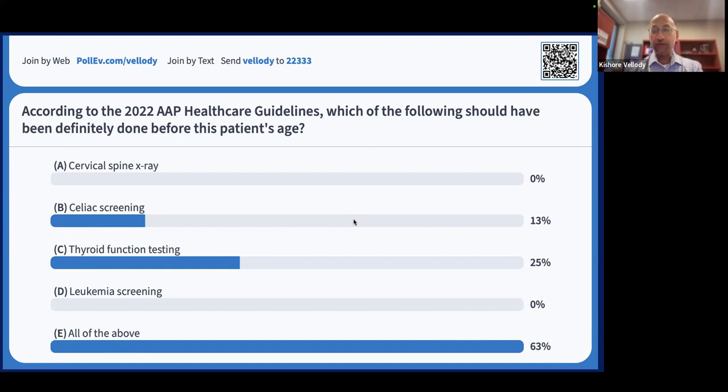Nobody put leukemia screening, which is exactly right. There is actually, and we'll talk about this in a few slides, there's no such thing as leukemia screening in the way that we might think of thyroid screening, for example. And like I said, we'll talk about that. So really the correct answer, which 25% of you answered, is thyroid function testing is the right answer in terms of this list, what should have been done for this child before this age.